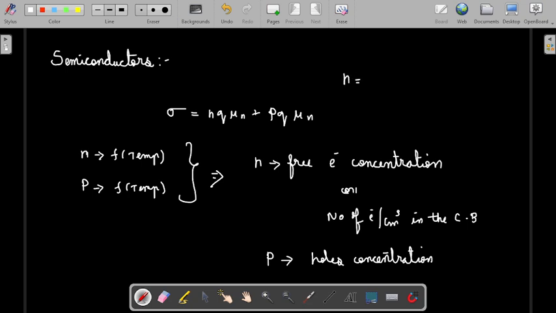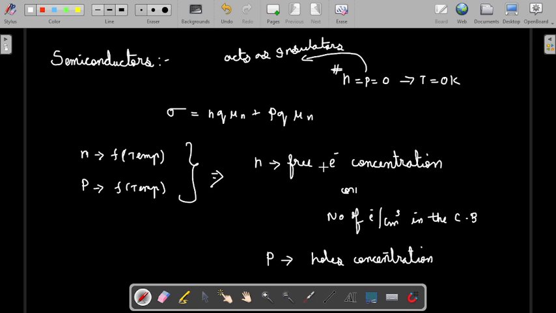Both n and p will be equal to 0 at T equal to 0 Kelvin, because at T equal to 0 Kelvin the functional value of both n and p will be 0. So this thing you have to note. From this we know that the semiconductor acts as an insulator. This we already discussed. If you have missed that one, please watch the previous lectures. So even a semiconductor will act as an insulator at T equal to 0 Kelvin.